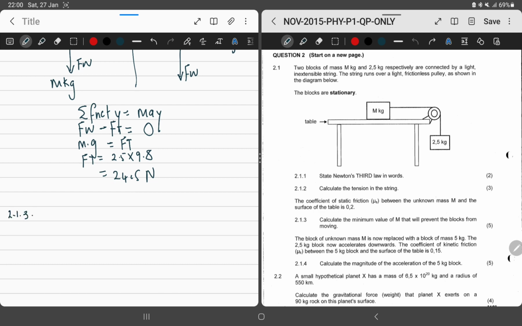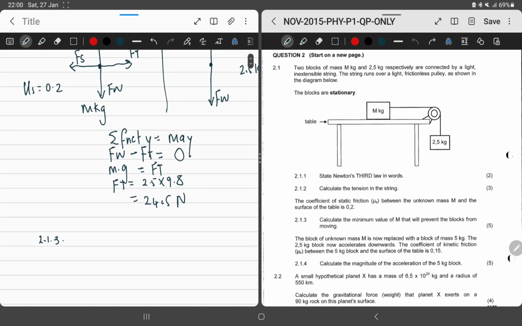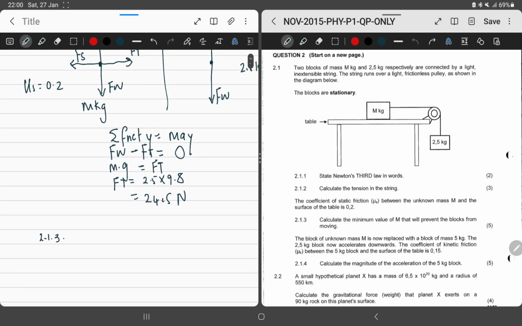2.1.3. The coefficient of static friction between the unknown mass m and the surface of the table is given as 0.2. They want us to calculate the minimum value of m that will prevent the blocks from moving.